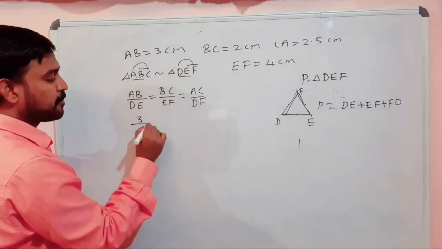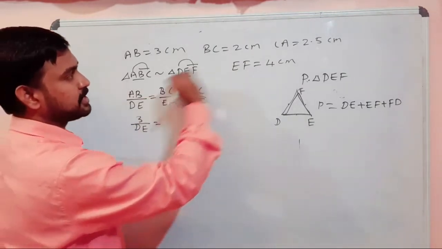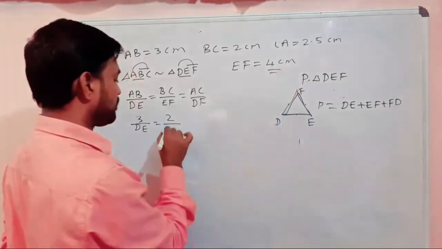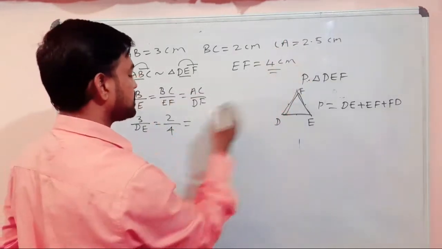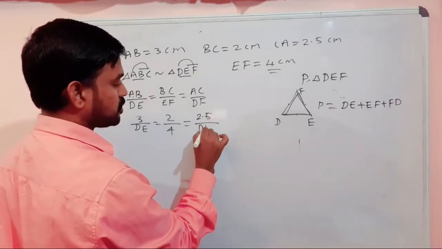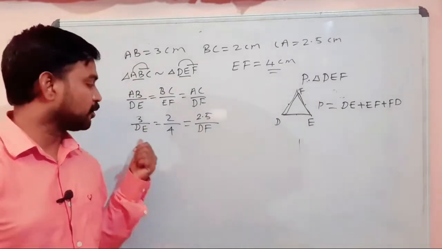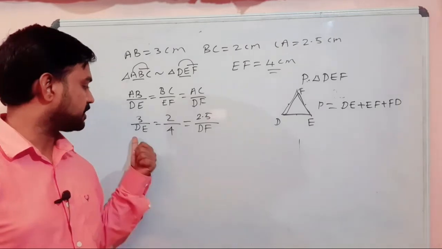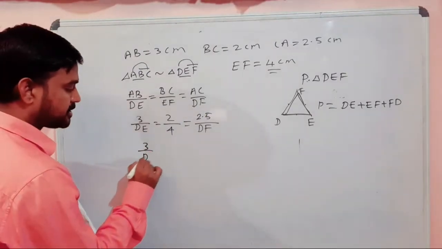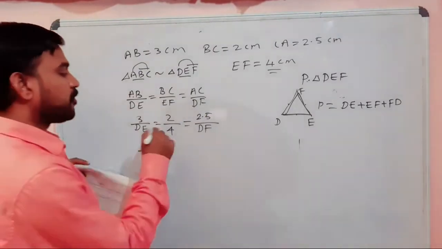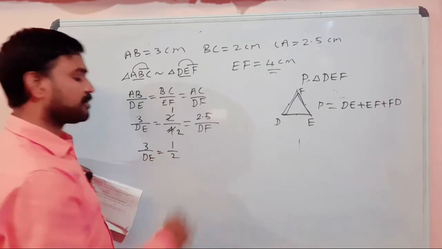AB is equal to 3. So 3 by DE is equal to, what is DE? DE is not given. So we can write DE, which is equal to BC. What is BC? BC is equal to 2. And EF. EF is given 4. So we can write here 4. AC by DF. What is AC? AC is given, AC, CA, which is the same. So 2.5. DF is not given. So we can write it as DF. So my dear students, this is not a single equation. This includes 3 equations. This is equal to this, and this is equal to this, and this is equal to the third one. Okay. So my dear students, just take any one equation, 3 by DE is equal to 2 by 4. Before we consider 2 by 4, it is possible to cancel here 2 one time, in 4 2 times. So the answer is 1 by 2.